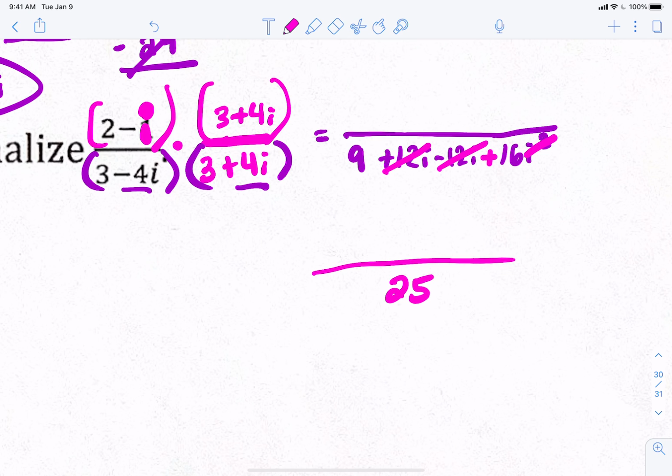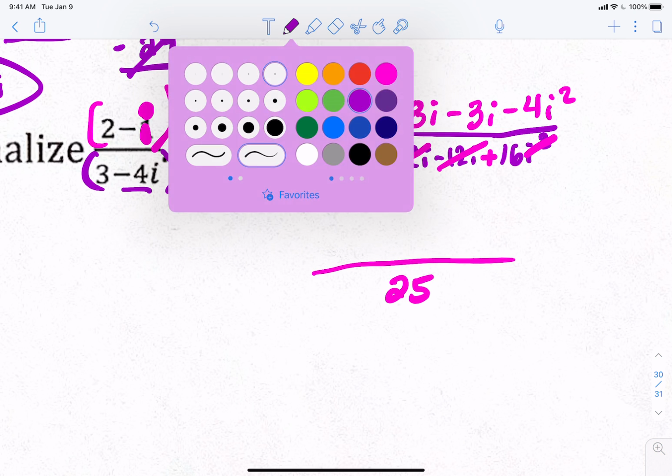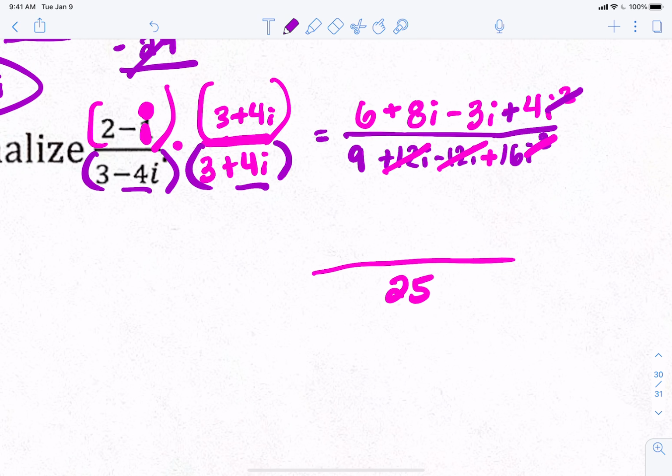2 minus i, 3 plus 4i. So 2 times 3 is 6. Then plus 8i minus 3i minus 4i squared. The i squared becomes a negative 1, so that changes to plus 4. Let's simplify the top. 10, and then plus 5i. Now, wait a second. I thought the i's were supposed to cancel. Not on the top. Well, we can have i's on the top, right?